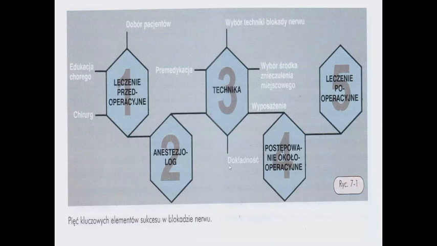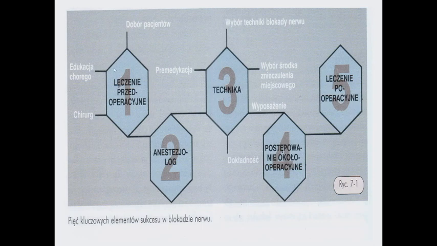This picture is in Polish. Sorry, this is not an algorithm, but this picture shows that there are 5 key elements, and they have to be performed together, one by one or concomitantly. If one drops, there will be no positive effect of local anesthesia.